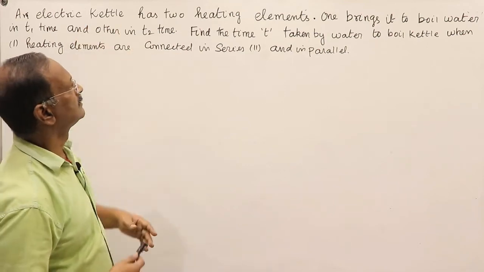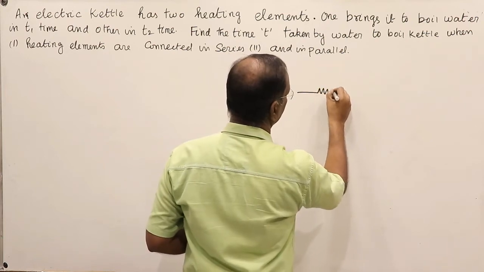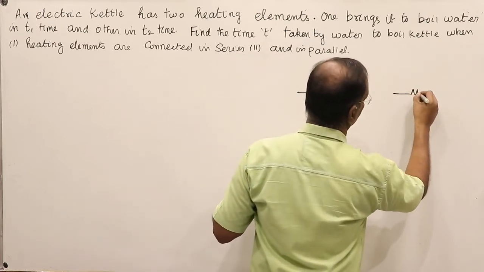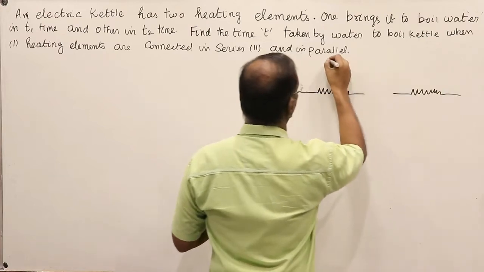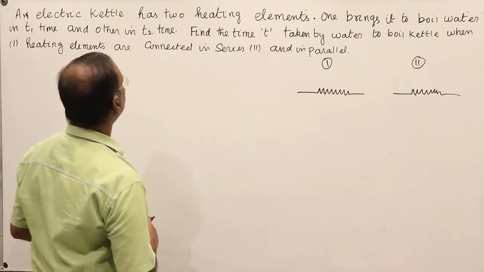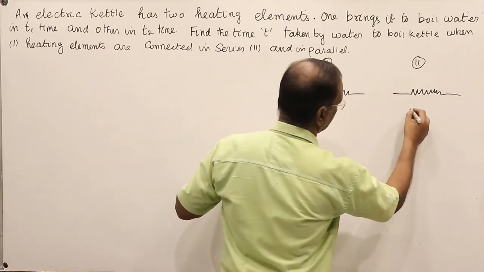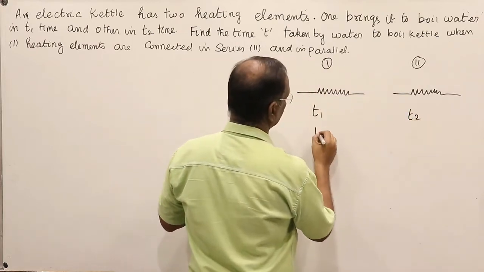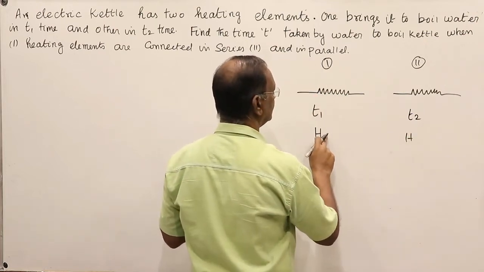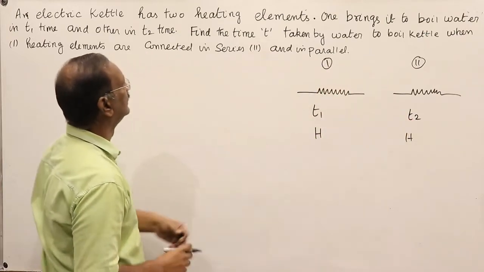An electric kettle has two heating elements. An electric kettle is basically a heater, which can be represented by a resistor. This is heater 1, this is heater 2. One boils the water in T1 time, the other in T2 time, and both have the same heating effect: this gives the same heat H in T1 time, and this gives the same heat in T2 time. This is kettle number 1, kettle number 2.